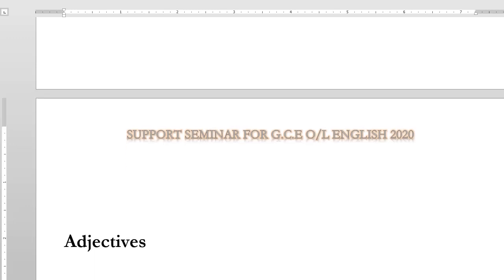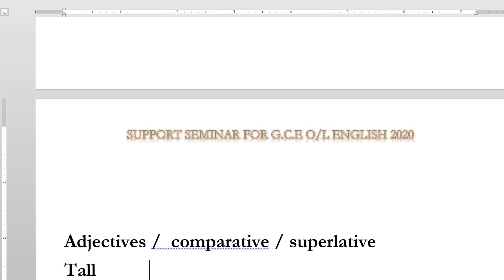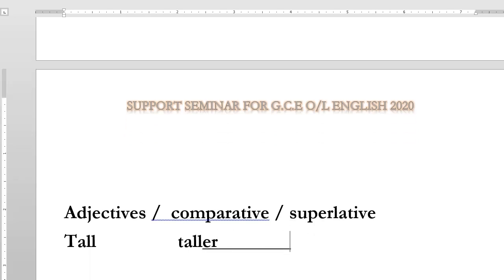Adjectives, right? So, in adjectives, you have three types. You have the normal adjective with you. Then you also have the comparative adjective, and then you have the superlative adjective. Now, for example, if I say tall, the comparative form of tall is taller. Additionally, I use the word ER, okay? And then if you take the next word, it is the tallest.